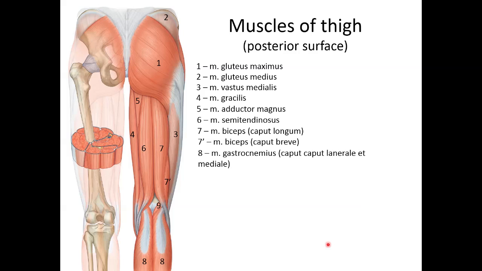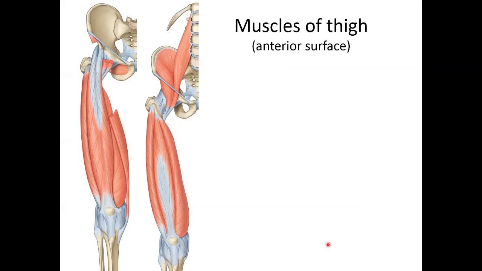And a very small but interesting muscle, number 9. What is it? It's musculus plantaris. Musculus plantaris is similar to musculus palmaris longus in the forearm, so we can compare them. So with this picture we have finished, and now muscles of the anterior surface of the thigh.